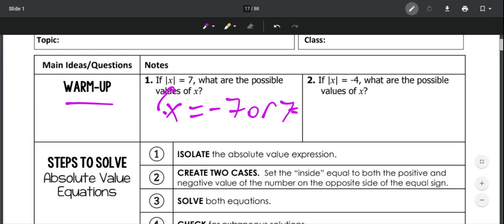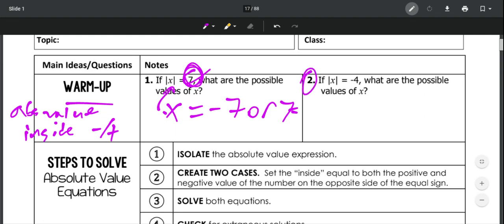So if I were you, on the side somewhere, I would write "absolute value, inside: positive/negative." I'd write something like that just to remind you. So, just a recap of what we just said. We just said that the inside of the absolute value sign can be positive or negative, but when it comes out, it is always positive, because that's how we answer number 2.